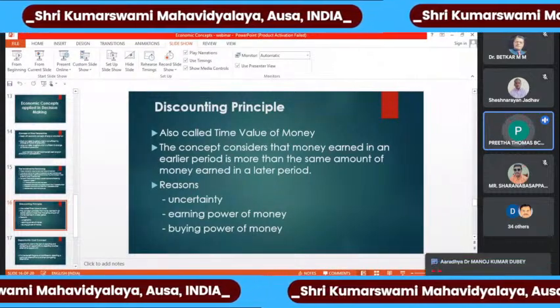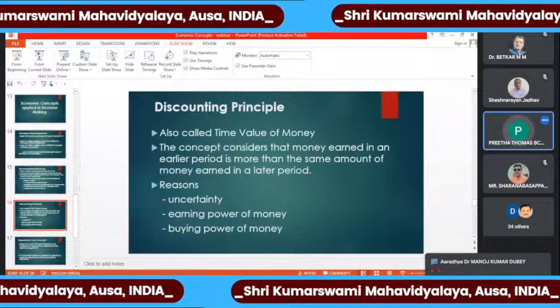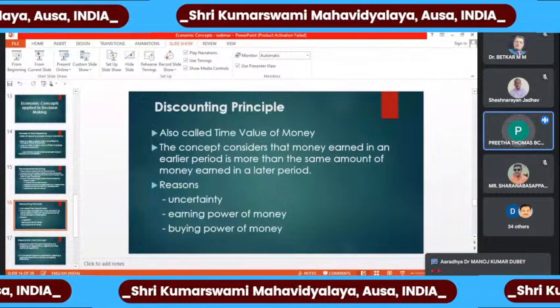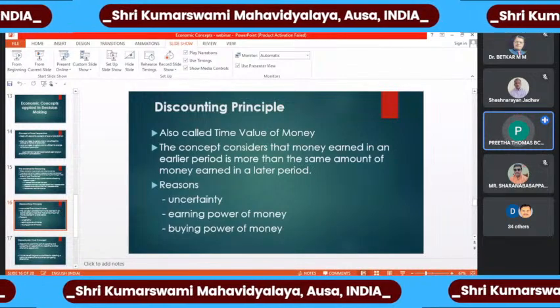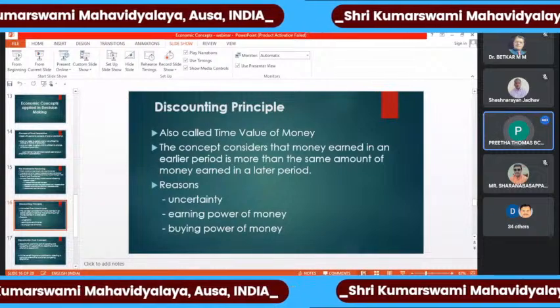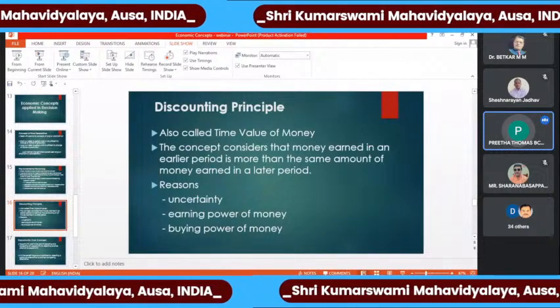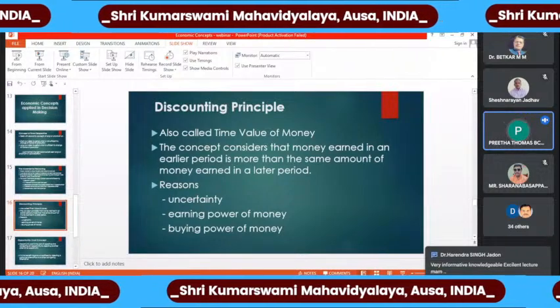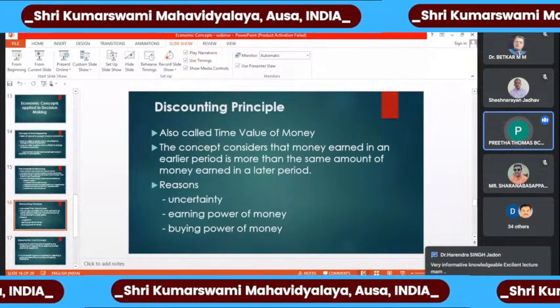So the discounting principle is based on the concept of time value of money. The concept of time value of money considers that money that is earned at an earlier period is more valuable than the same amount of money that is earned at a later period, right? You can't say today's 1 lakh is the same. Suppose I'm going to invest 1 lakh rupees today.